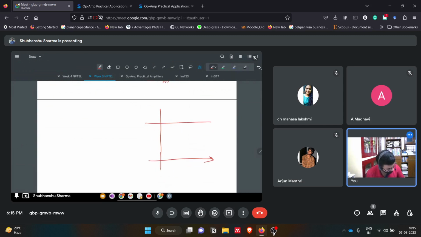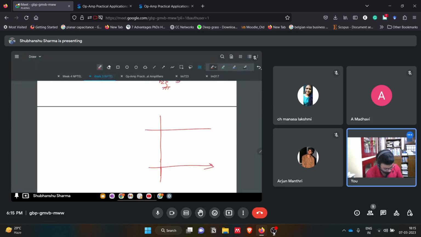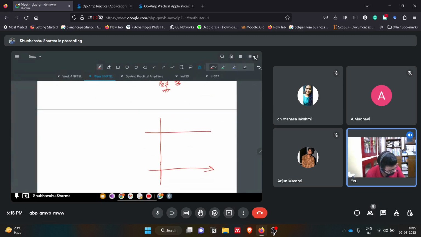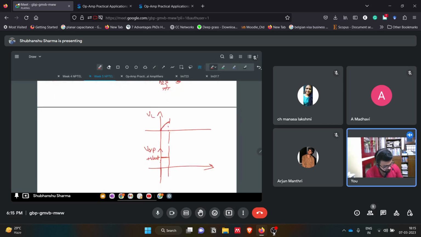Initially we can say the capacitor voltage was at 0, so it will start charging. This is the capacitor voltage, this is the output of the op amp. We are saying the output of the op amp is plus Vsat, and because of that the capacitor is charging. So here it is charging. Then what will happen?